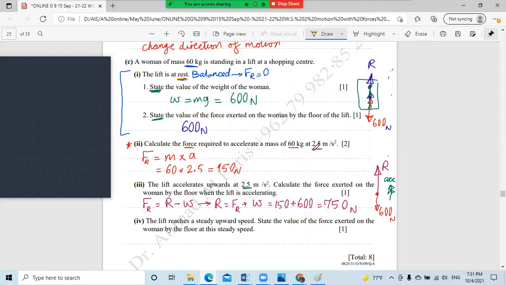We need to find the resultant force on 60 kilogram when it's accelerated by how much? 2.5. So the answer, mass times acceleration, 150. This is the resultant force to accelerate 60 kilogram, the mass of the lady. Now here they said that the lift accelerates upwards.